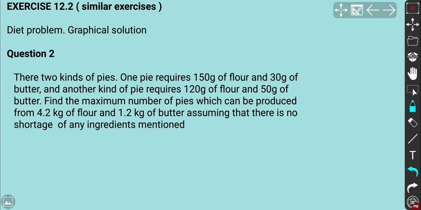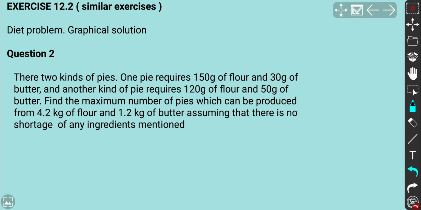The question: there are two kinds of pies. One pie requires 150 grams of flour and 30 grams of butter. And another kind of pie requires 120 grams of flour and 50 grams of butter. So you need to find the maximum number of pies which can be produced from 4.2 kg of flour and 1.2 kg of butter, assuming that there is no shortage of any ingredients mentioned, so no shortage of flour and butter.